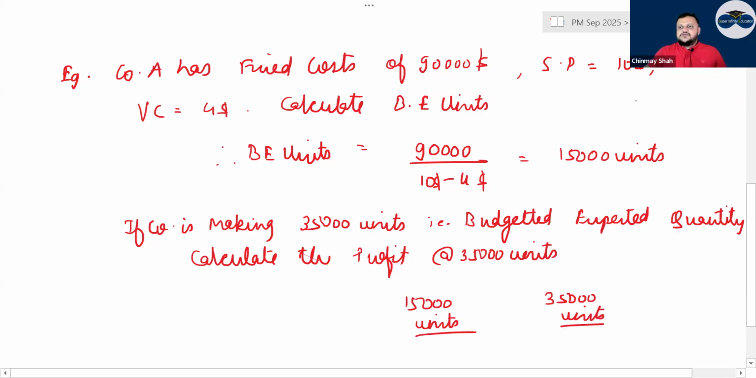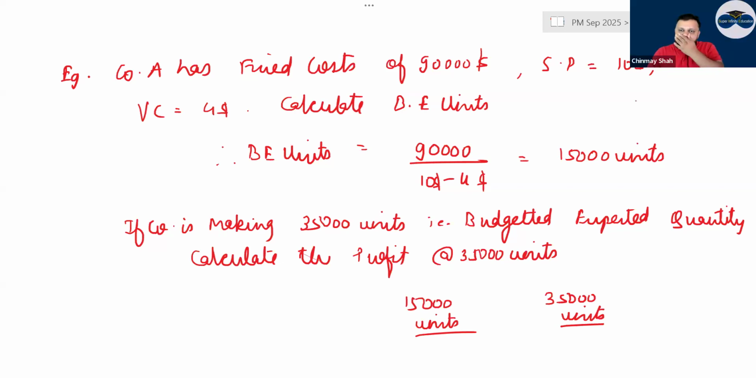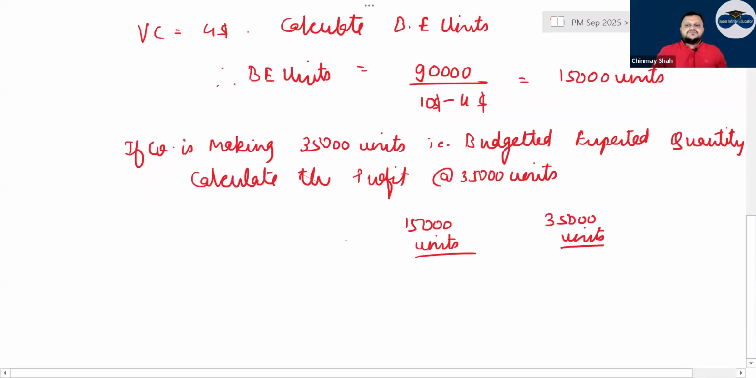Now, what is the basic assumption? Two basic assumptions that we take in CVP analysis. Two basic assumptions. Variable cost per unit, selling price per unit. Will they change? No, sir. Also, will the fixed cost remain fixed all over the project? Yes. Correct. All the three assumptions you have taken.